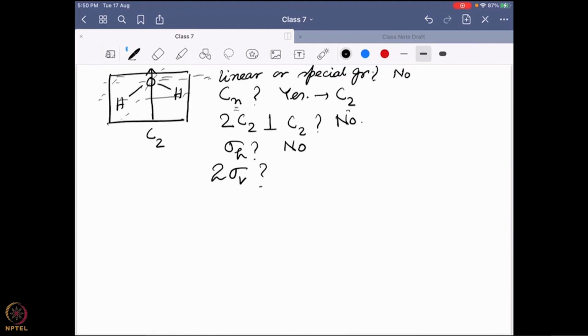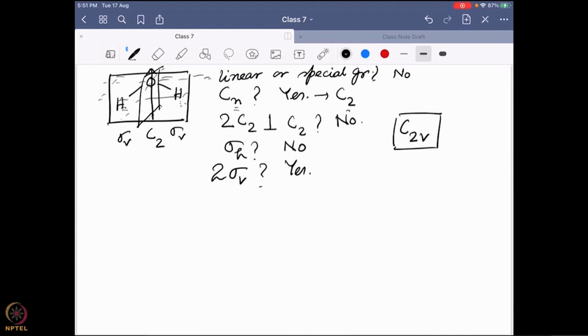One is the plane of the molecule, which contains both the hydrogens and the oxygen. The other is perpendicular to that plane, going perpendicular to the plane of the paper I have drawn over here, where the oxygen and the C2 belong to that plane, and the two hydrogens are reflecting onto each other. So these are the two sigma v planes you have. So the answer is yes, and the point group of the molecule will be C2v. So water belongs to the C2v point group.